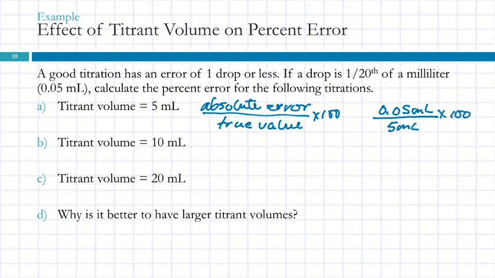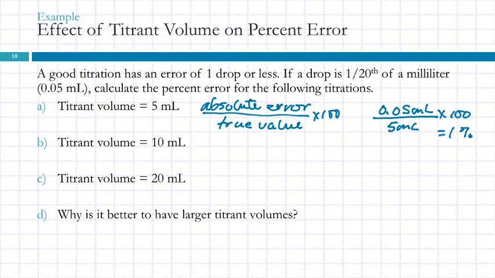times 100. I didn't bring my calculator, but someone conveniently left one here. I don't have to use my phone. So I'm getting 1%. So this is a 1% error caused by being 1 drop off on a 5 milliliter volume.